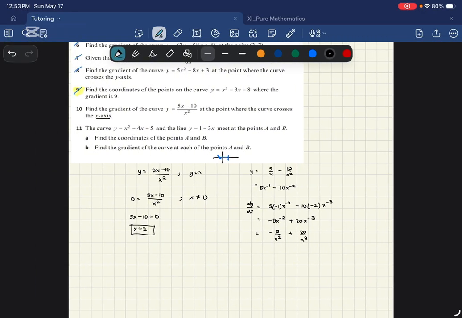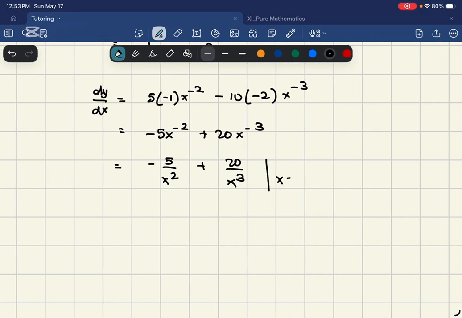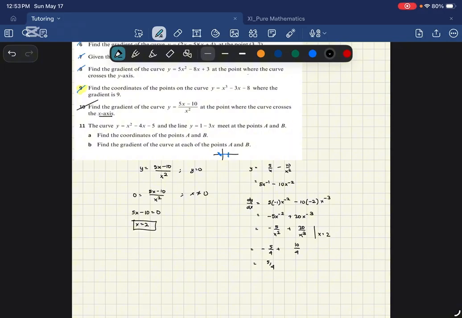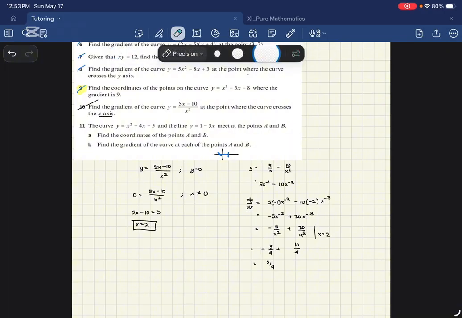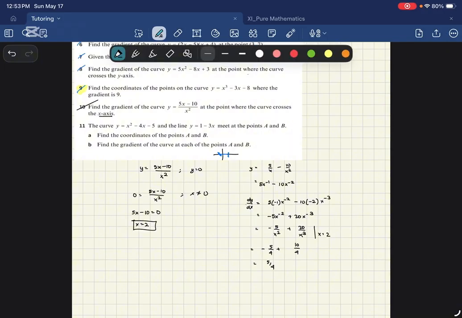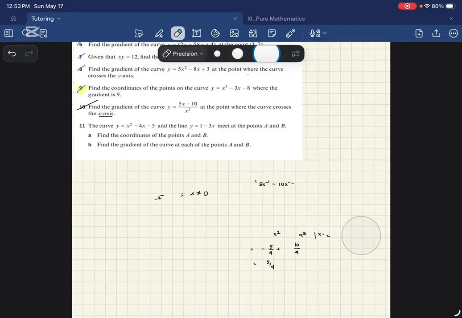And now we need to substitute x is equal to 2. And when we do so, we get minus 5 over 4 plus 20 over 8. And 20 over 8 is just 10 over 4. So that is just positive 5 over 4. That is the gradient. If it says gradient, then we just want to find dy by dx at a particular point. All right. Question 11.